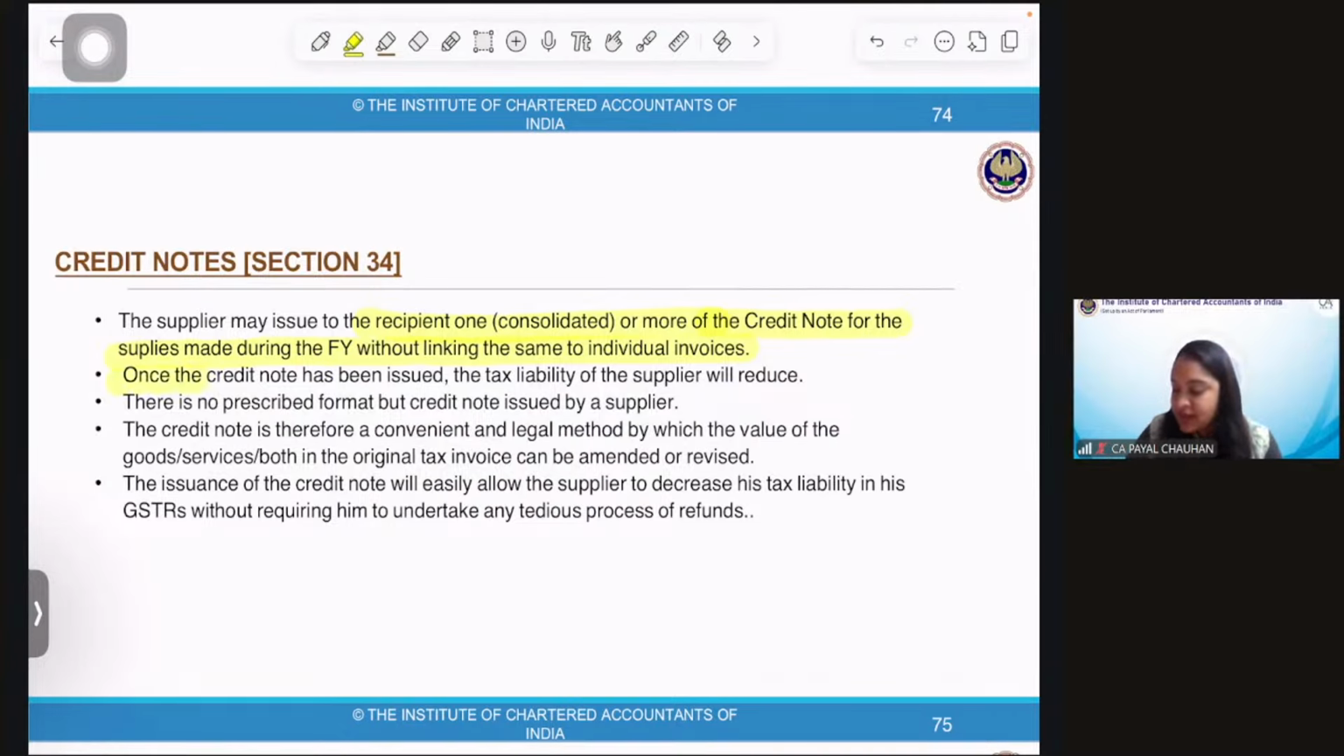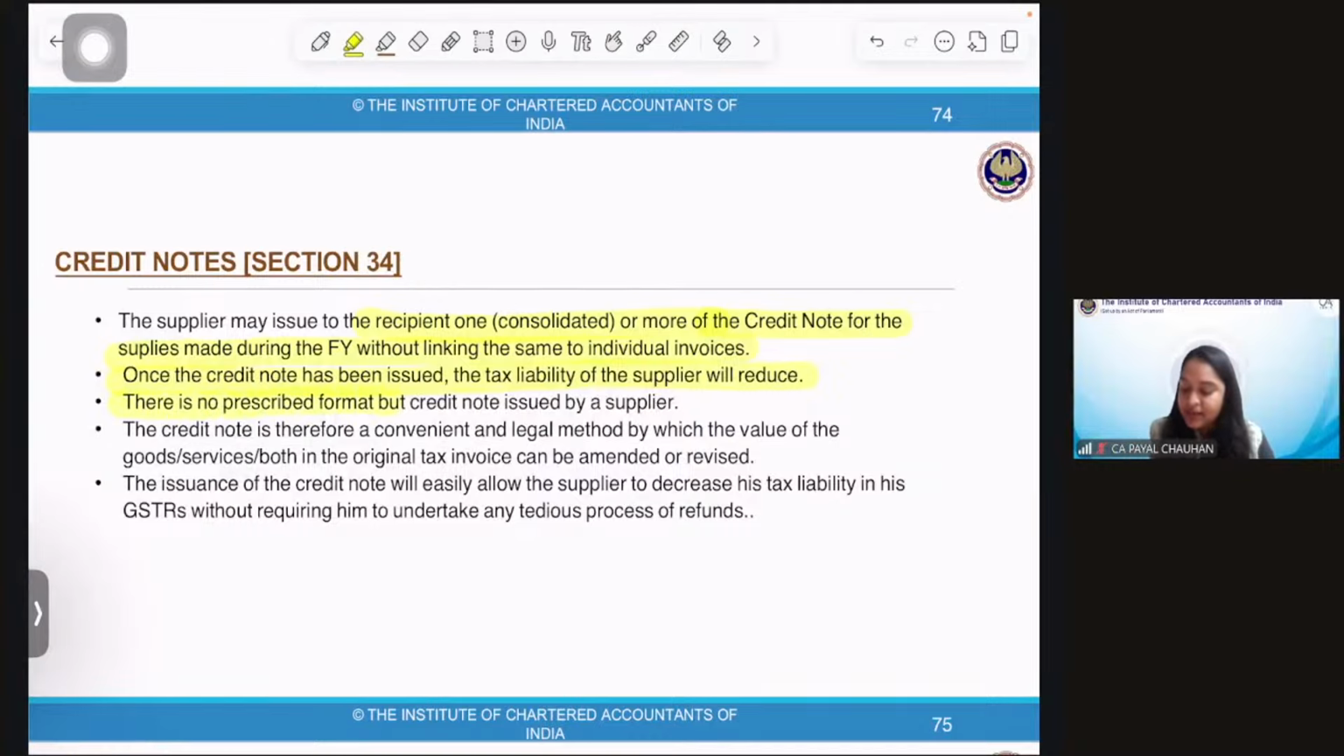Now, once the credit note has been issued, the tax liability of the supplier will be reduced. Of course, I originally booked a sale of 1,200 rupees, but the sale was of 1,000 rupees only, and I'm issuing you a credit note of 200 rupees. So my sales will reduce, and at the same time, my tax liability will also reduce. The recipient should be one for a consolidated credit note. Of course, Ashlesha, that's a perfect answer.